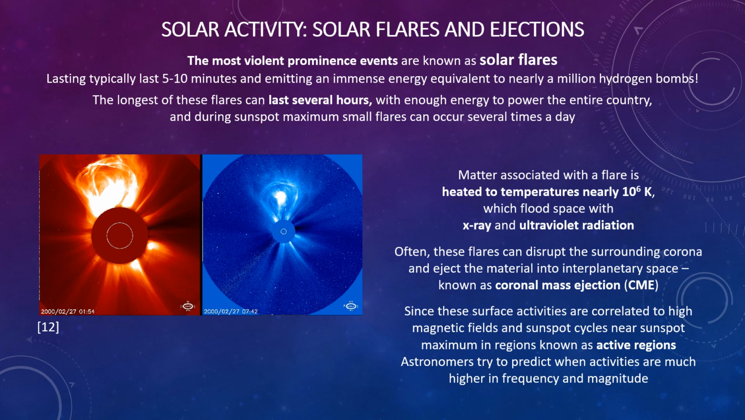Since these surface activities are correlated to high magnetic fields and sunspot cycles near solar maximum, we call these areas active regions. Astronomers try to predict when activities are much higher in frequency and magnitude because we need to know potentially if something big is heading our way, which could affect electronics here on Earth, or more likely just to put our satellites in orbit into safe standby modes.